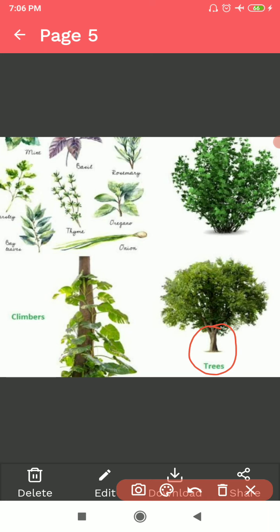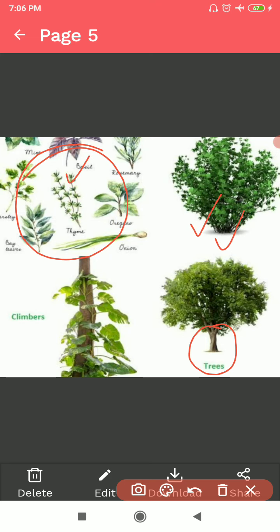The shrubs have thick, soft and green stems. Examples of shrubs are rose plant, hibiscus plant. Herbs have thin, soft, and green stems. Examples are mint, tulsi, basil, etc.